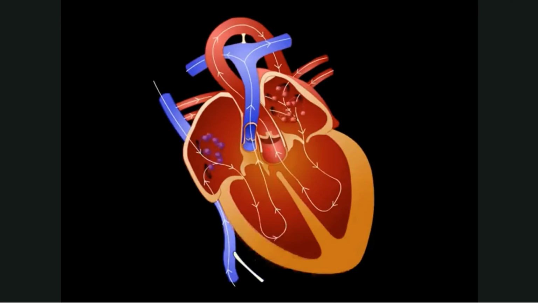Tetralogy of Fallot presents with a right-to-left shunt, with blood flowing from the right ventricle through the membranous VSD into the left ventricle. This results in cyanosis.